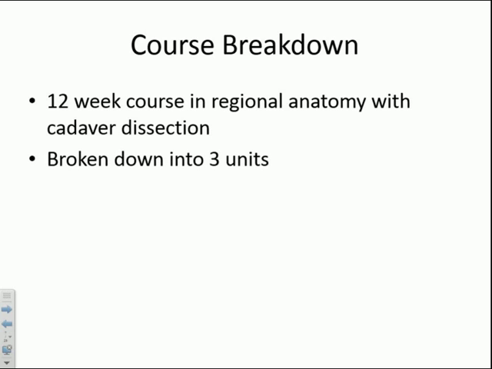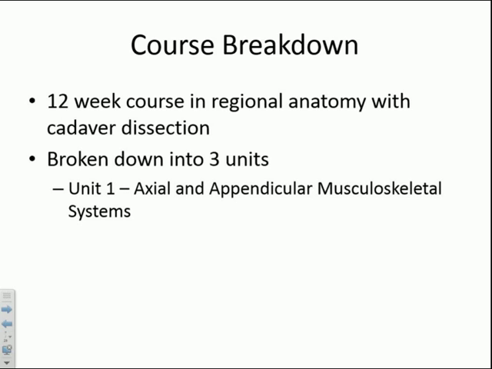The class itself is broken down into 3 separate units. First, we have what's known as the axial and appendicular musculoskeletal systems. So we'll be looking at the back, the vertebral column, and the muscles which move the back. And then we will move into the upper limb with the bones and musculature, as well as circulation and nerve supply. And then we'll take the same approach in studying the lower limb.